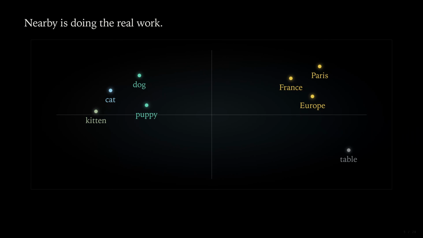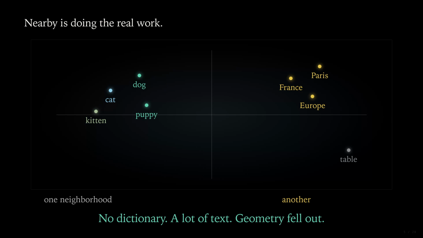Nearby is doing the real work. Words that show up in the same kind of sentences end up close. Cat, dog, kitten, puppy sit in one neighborhood. France, Paris, Europe sit in another. The model never got a dictionary definition for any of them. It got a lot of text, and the geometry is what fell out of that.